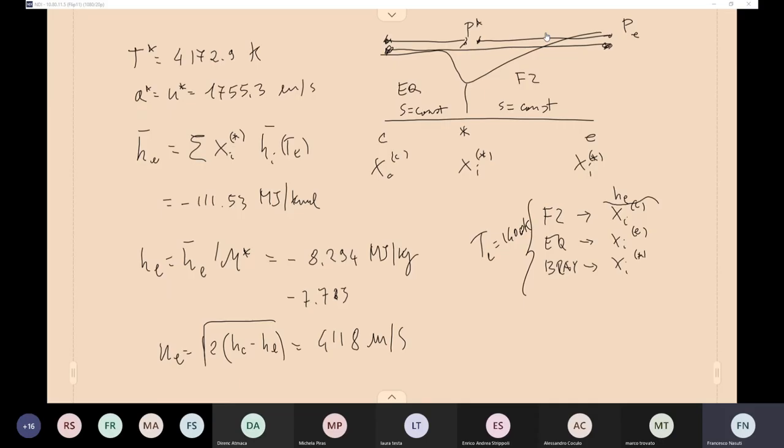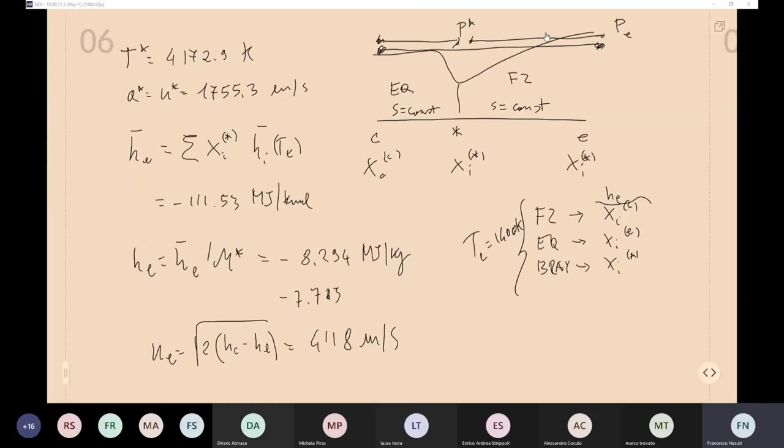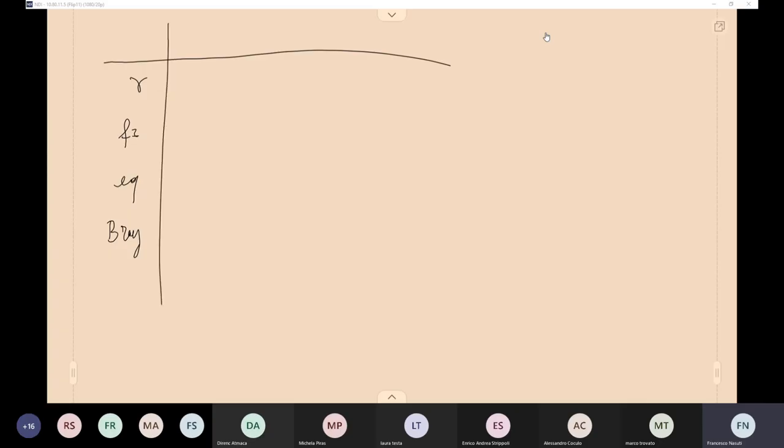So I would like just to show here, before passing to another exercise, the results that we obtain for this given exit temperature with different assumptions. So something that you can check manually, to convince yourself of the different results that you can obtain by the different assumptions. So the velocity in meters per second, I just list them here so that you can compare.